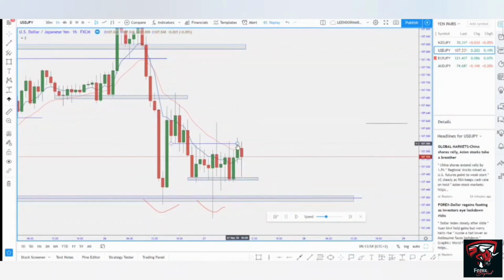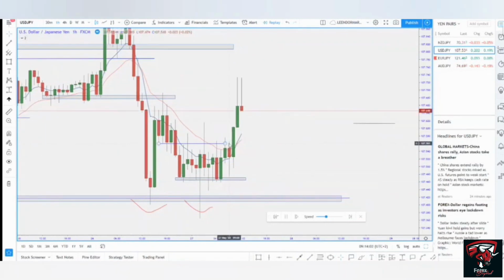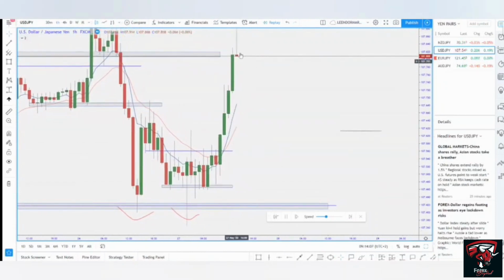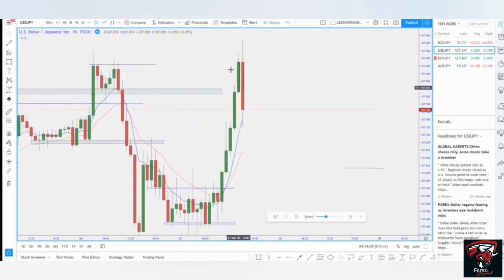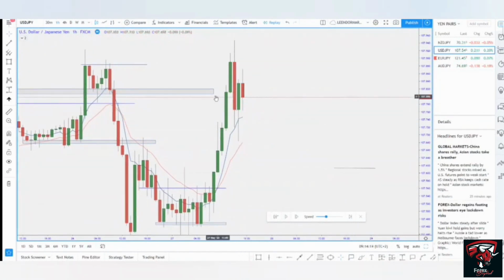So I'm literally monitoring and observing this area to see. So we did breach that area, taken out. So we broke out of that level. Beautiful. My TP just got hit. Look at that. Even further than my TP, the market did go. So look at how beautiful this is. So my TP did get hit.